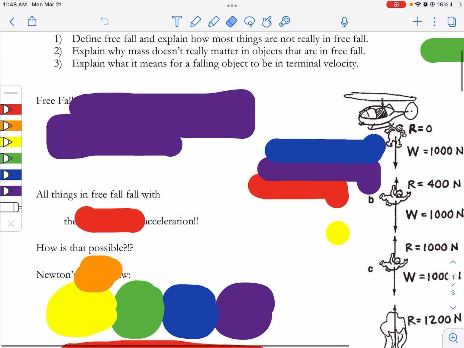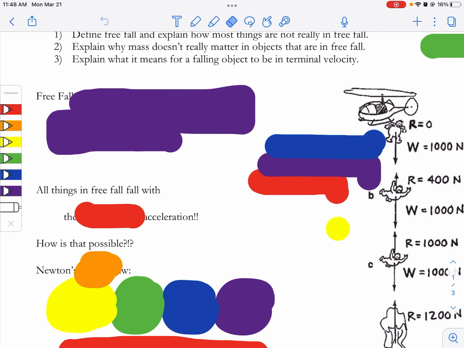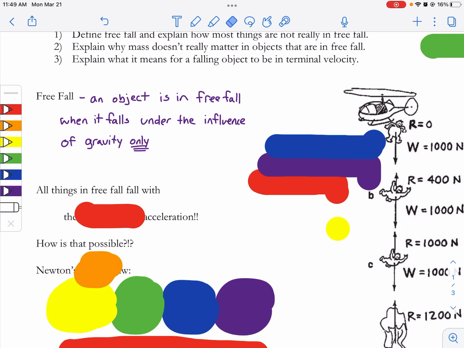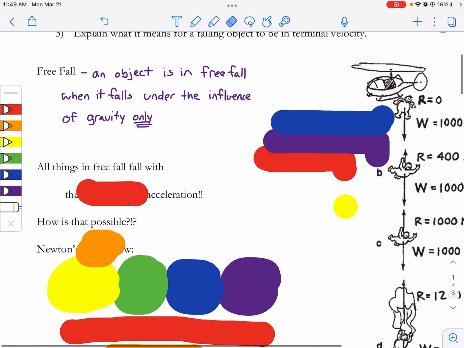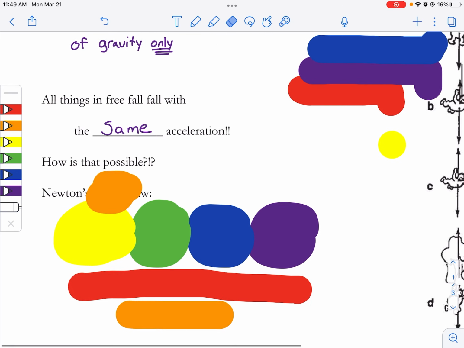I'm going to zoom in just a little bit. So when we say free fall, we're talking about an object that is falling under only the influence of gravity. That means that it has only gravity acting on it. So if we were to draw a force diagram, it would have one arrow, and that would be gravity. Anything that's in free fall has the same acceleration. All things, it doesn't matter how big or small it is or what shape it is, it's all the same acceleration. How is that even possible?